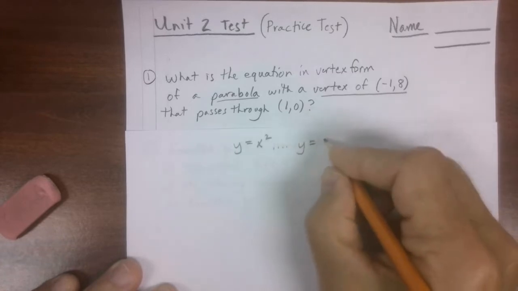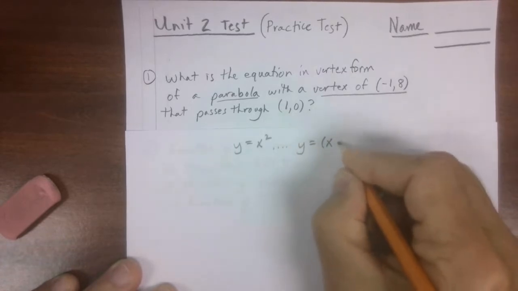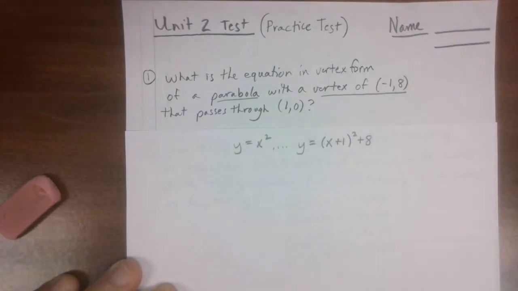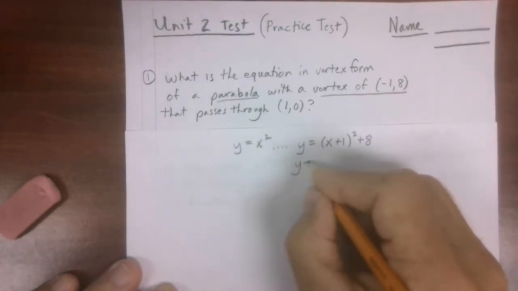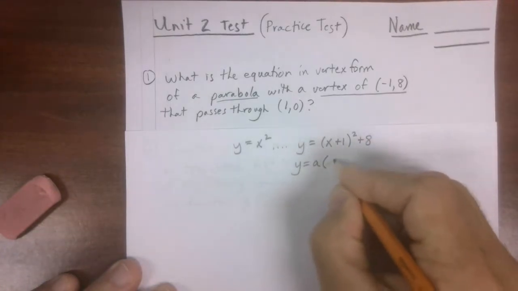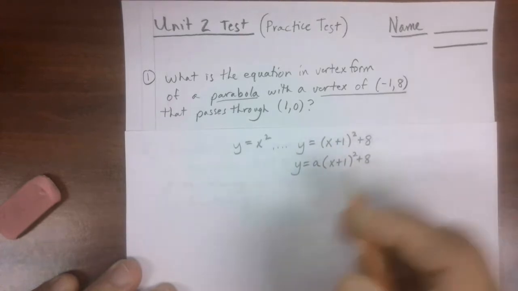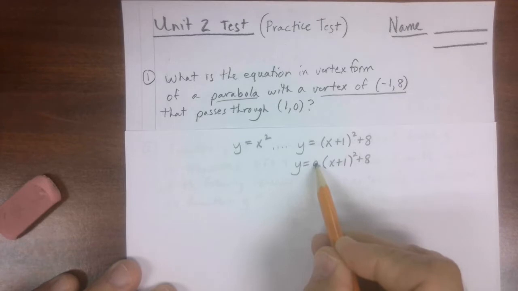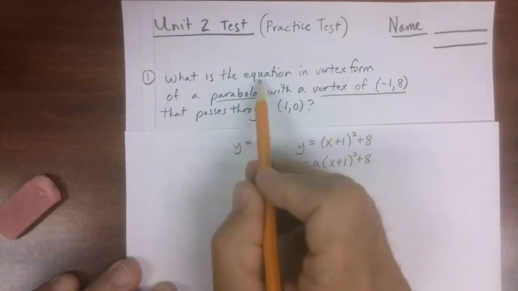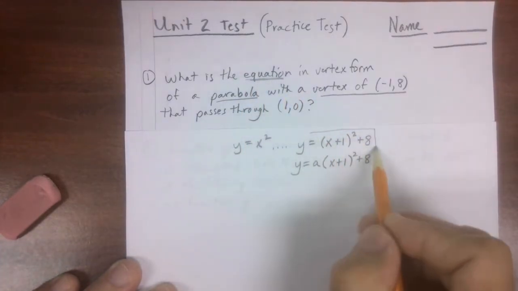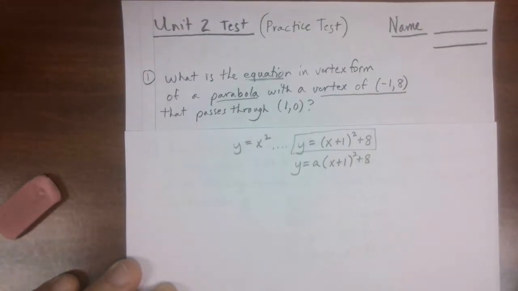It's going to look like this. y equals (x plus 1) squared plus 8. Problem is, there's a sneaky little letter A that we need to discover yet, because that could be a negative 1/2, it could be a 3, it could be 1/8, we don't know. So they want the whole equation. So keep that in mind. You're not done when you get here.